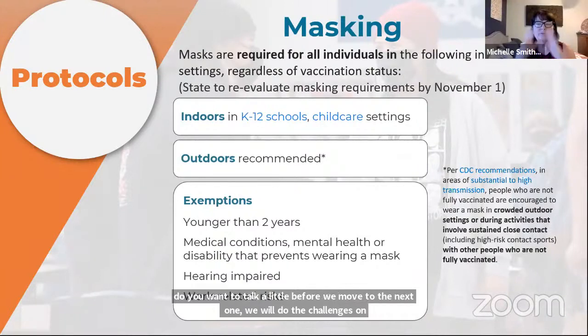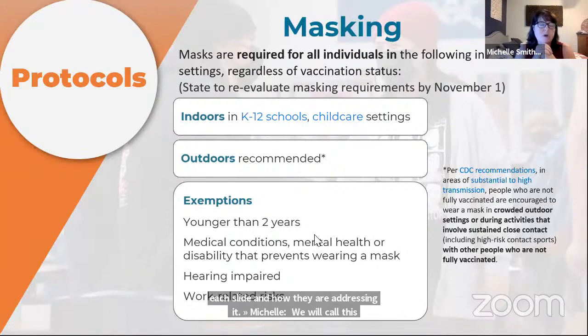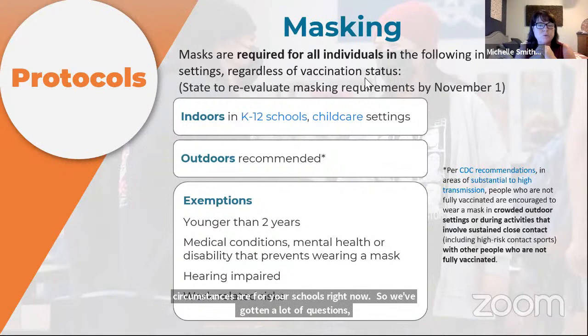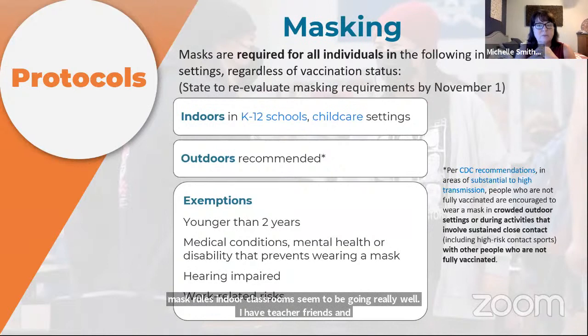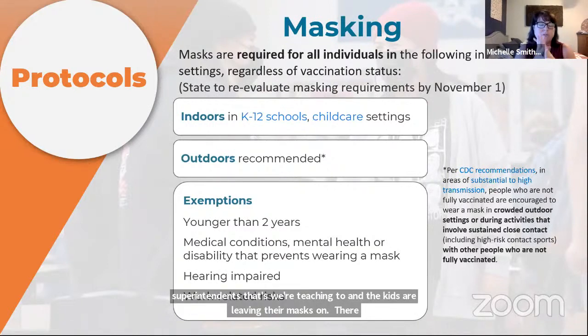Yeah, we'll call this the real talk section because I really want folks to understand what the circumstances are for our schools right now. So, we've gotten a lot of questions, obviously Public Health and ACOE, about the lunchtime period in particular. The mask rules in indoor classrooms seem to be going really well. I have teacher friends, we have superintendents we're speaking to, that the kids are very adept at leaving their masks on. There isn't nearly as much mask policing as I think perhaps people would have anticipated. We also are certainly in an area of the world where people are more likely to obey the mask rules rather than challenge them and protest them, which I'm hearing about in other places around the state.